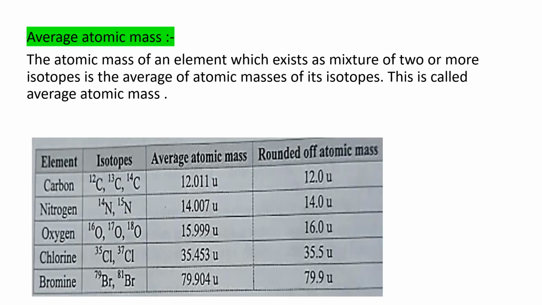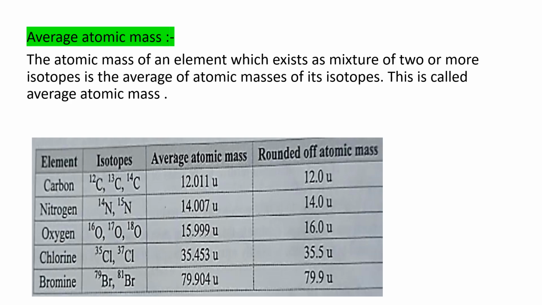Now we will learn about average atomic mass. What does average atomic mass mean? Suppose we take here the example of carbon. We know that in nature some elements have isotopes, different forms. Isotopes means what? Those which have the same atomic number but different mass number, that we call isotopes. Carbon, nitrogen, oxygen, chlorine and bromine show isotopes in nature.